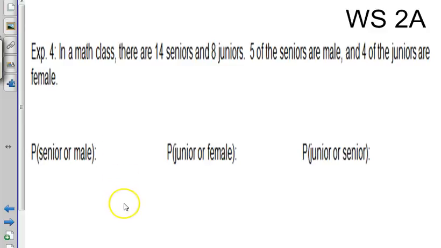In a math class, there are 14 seniors and 8 juniors. 5 of the seniors are male and 4 of the juniors are female. What is the probability you choose a senior male, a junior or female senior? Okay, let's make a chart. Or we could do a Venn diagram. But so we have seniors and we have juniors, right? And we have males and we have females. Okay, that's enough. Okay, what do we know?